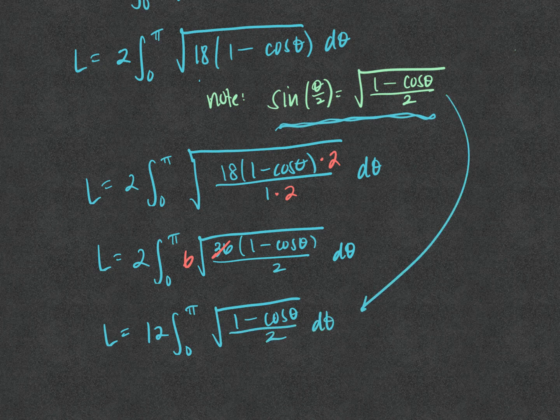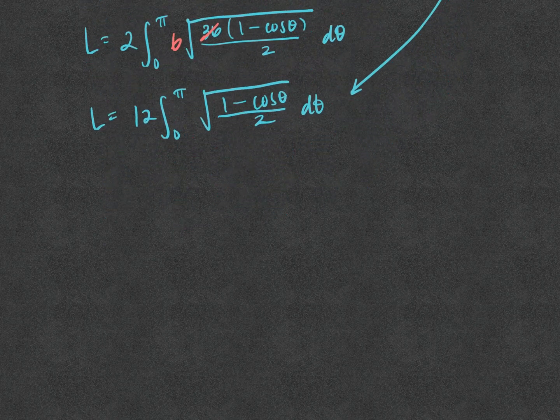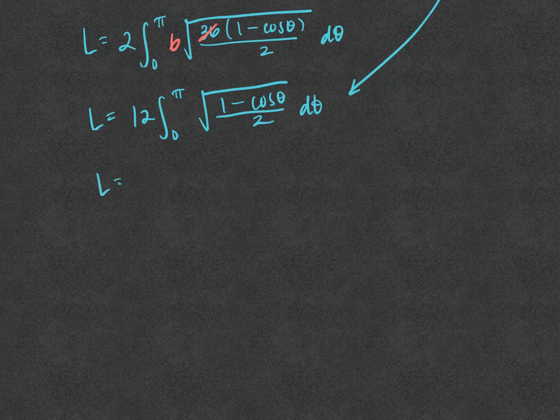By the way, that matches this green note up here. Do you see that that matches exactly? So that is sine of theta over 2. So let's move this up. Let's say L equals 12, the integral from 0 to pi, sine of theta over 2 d theta.